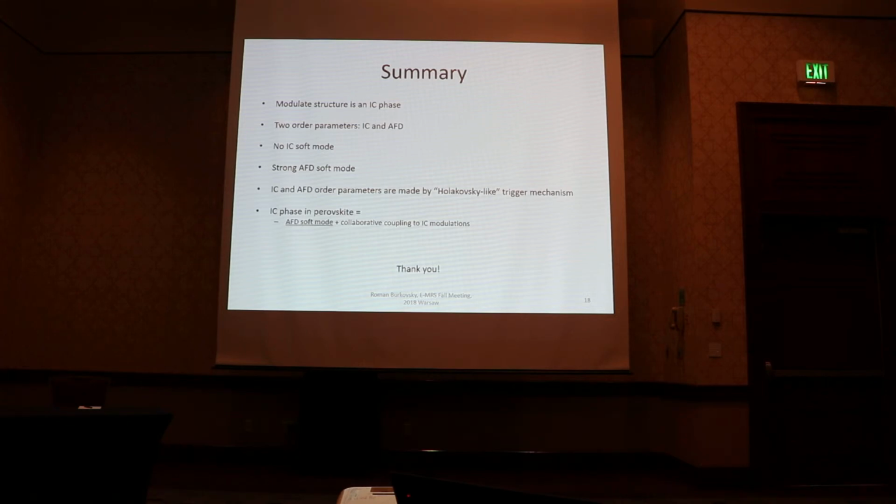There are two order parameters. There is no incommensurate soft mode, but there is a strong antiferrodistortive instability, which results in a strong antiferrodistortive soft mode. And this soft mode makes simultaneous appearance of incommensuration and antiferrodistortive order parameters. And this is very much a Holakovsky-like trigger mechanism. So the recipe to have an incommensurate phase in lead hafnate, and perhaps in many other perovskites, maybe all of them, I hope not, is an antiferrodistortive soft mode plus collaborative coupling to incommensurate modulations.